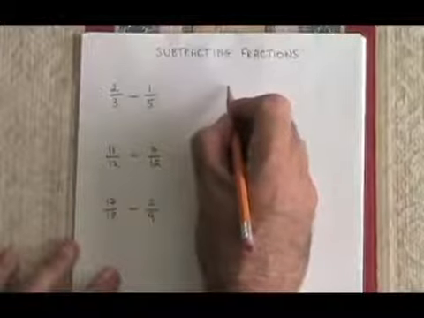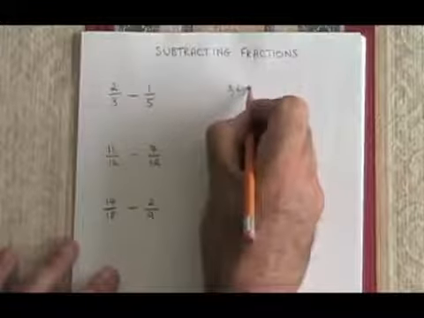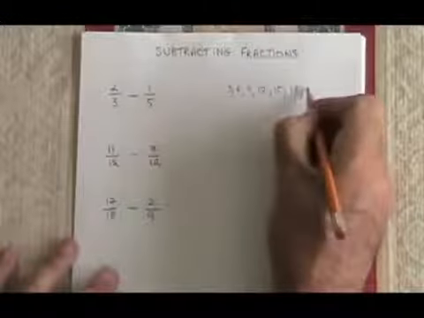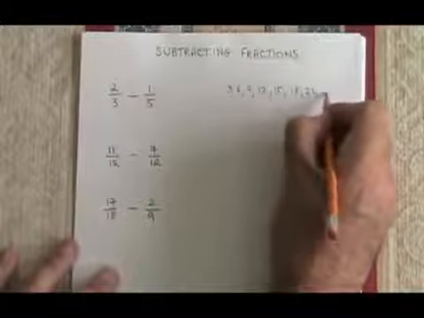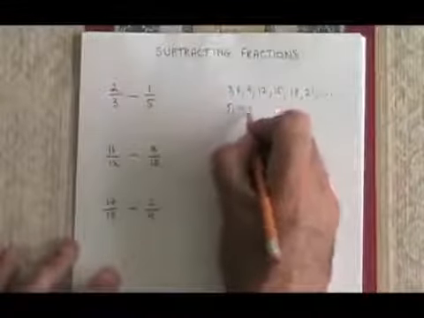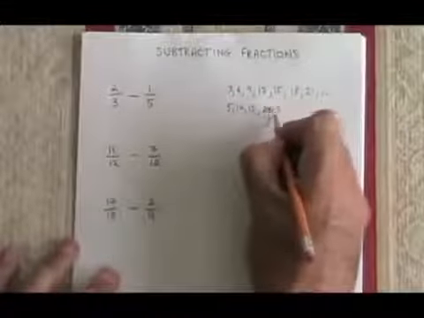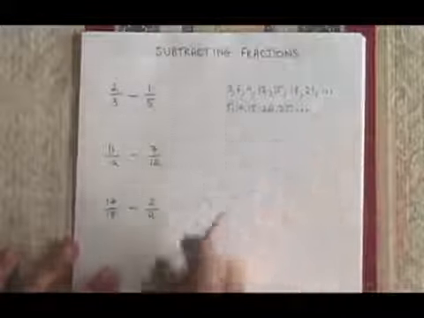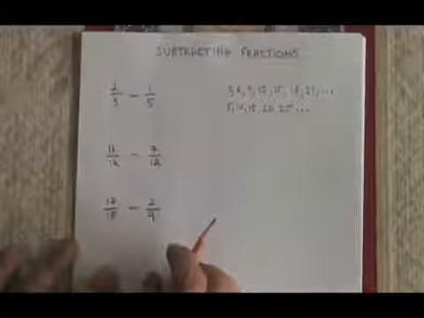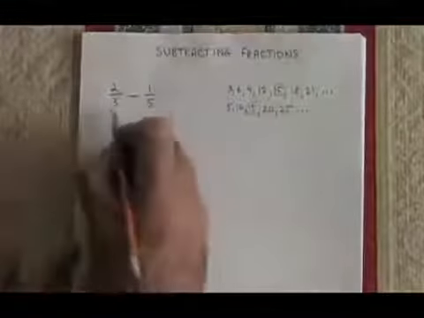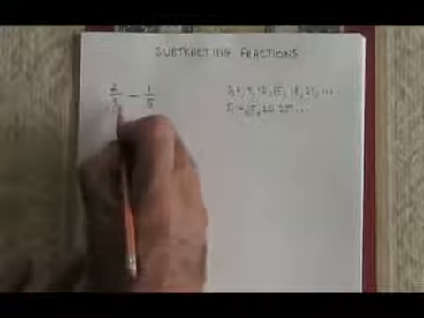The multiples of 3 are 3, 6, 9, 12, 15, 18, 21, and it keeps going. The multiples of 5 are 5, 10, 15, 20, 25. It keeps going. I look for the lowest number that's in both lists, which in this case is the 15. So, I want to convert 2/3 and 1/5 into fractions over 15.